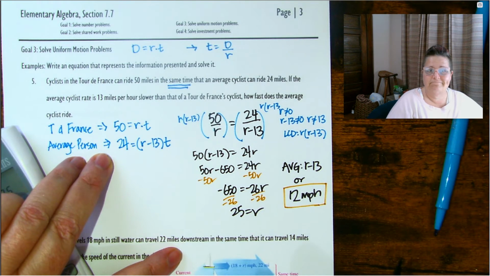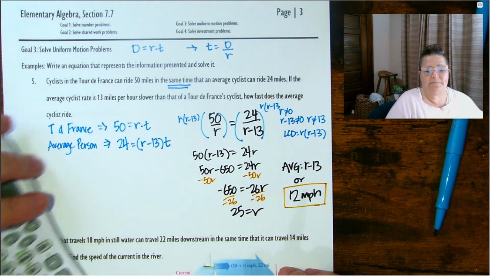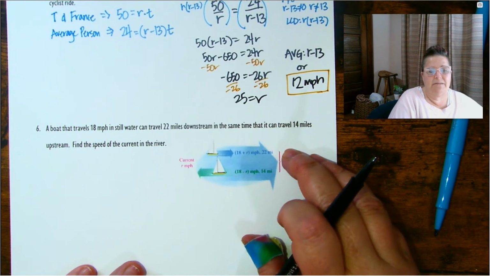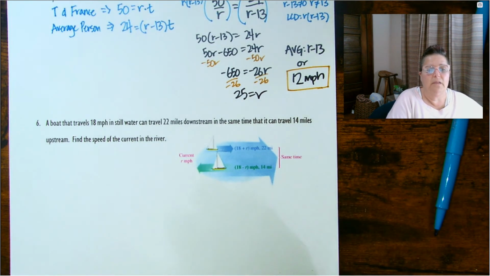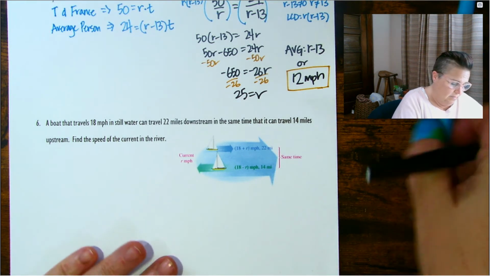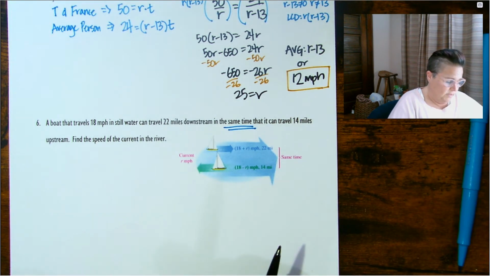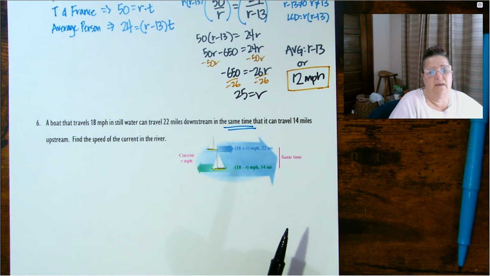Great. Let's try the next one. The next one is about a boat that travels 18 miles per hour in still water, and it can travel 22 miles downstream in the same time that it can travel 14 miles upstream. Find the speed of the current in the river.